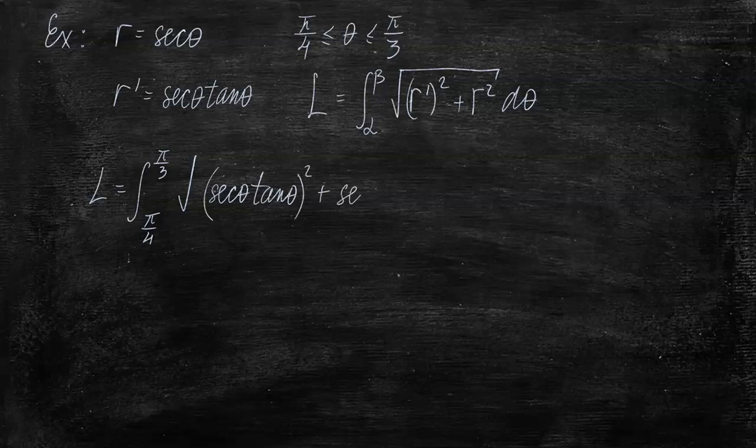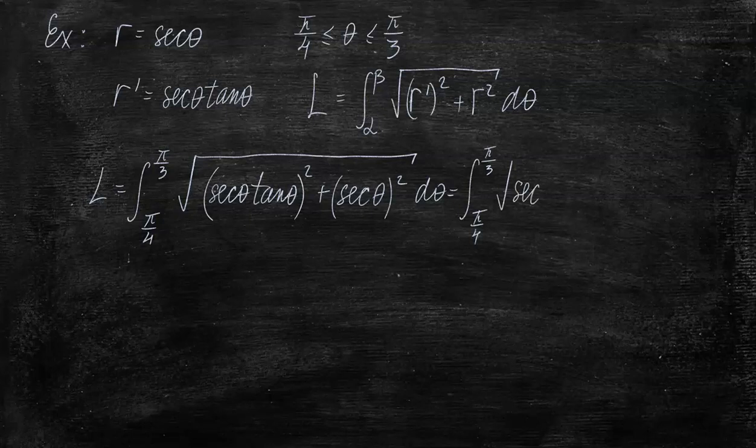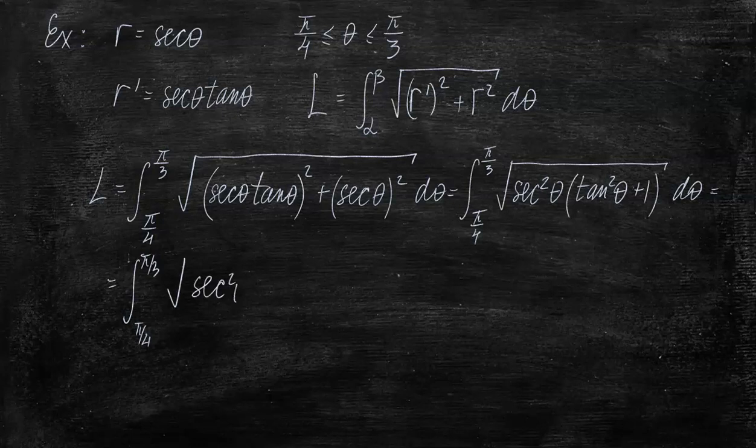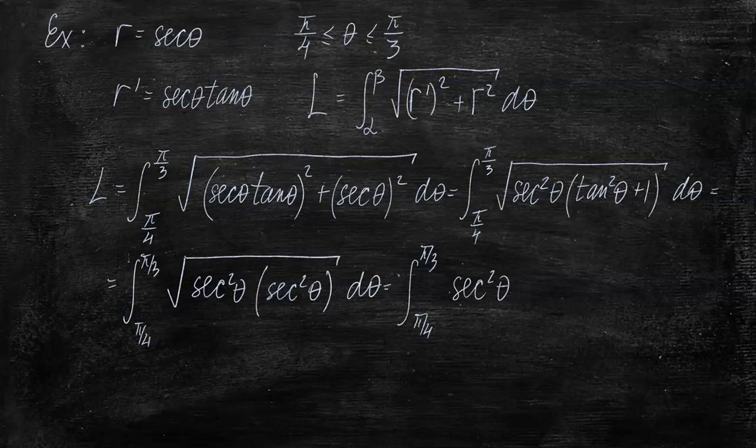You have to be okay with trigonometry when dealing with trigonometric functions in problems like this. Let's see. We square everything, and then let's factor out the secant squared. So we get tangent squared theta plus 1. And we have secant squared theta, and tangent squared theta plus 1 is actually another secant squared theta. So we have the square root of secant to the power 4, which is the absolute value of secant squared theta, but since secant squared theta is always positive, we don't need the absolute values.